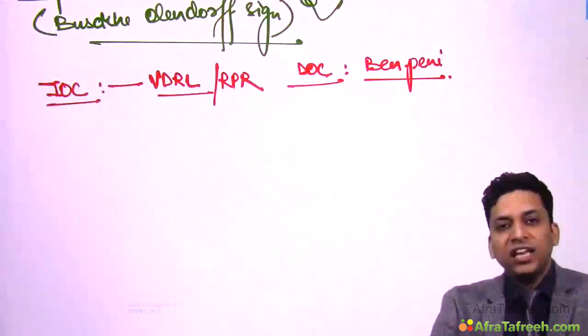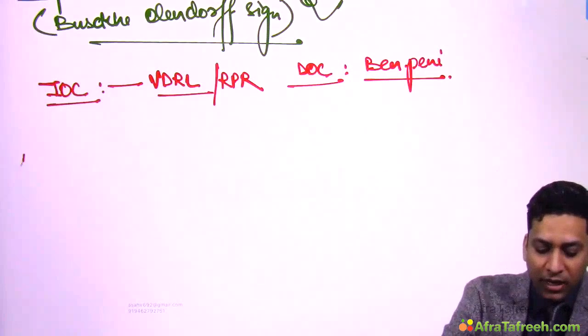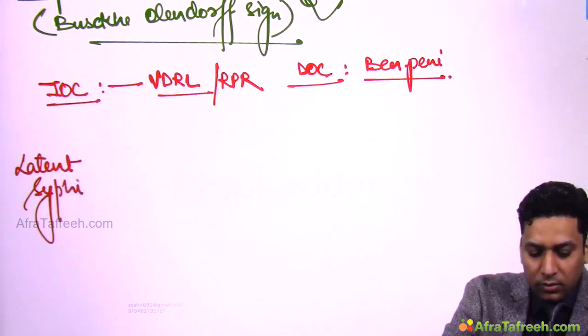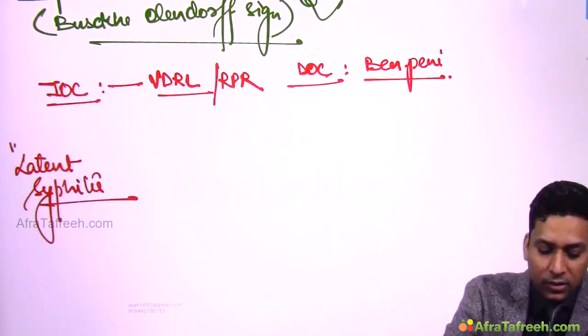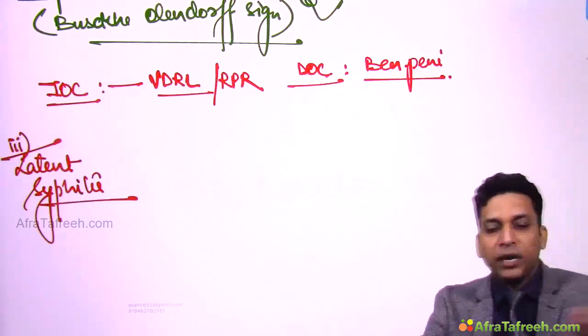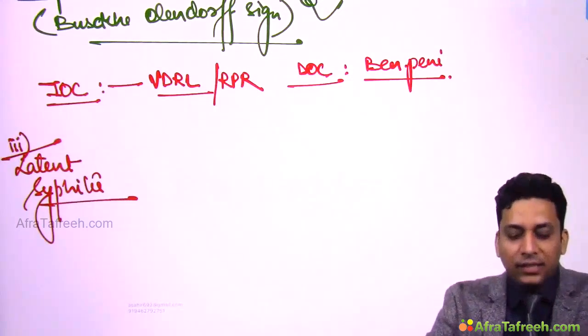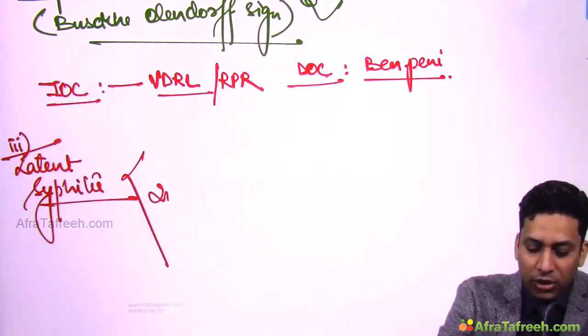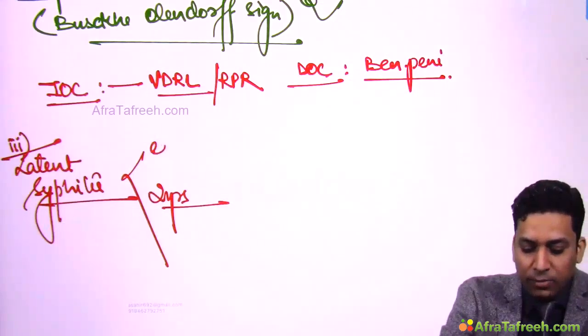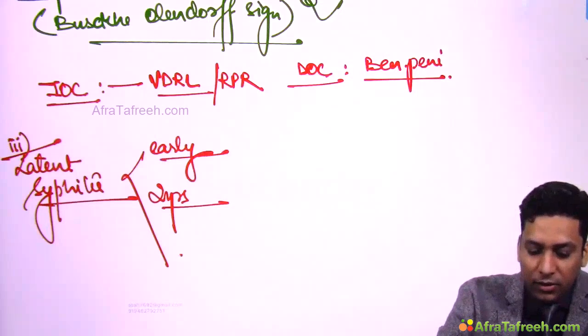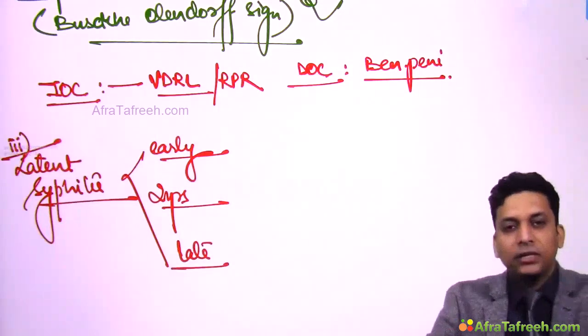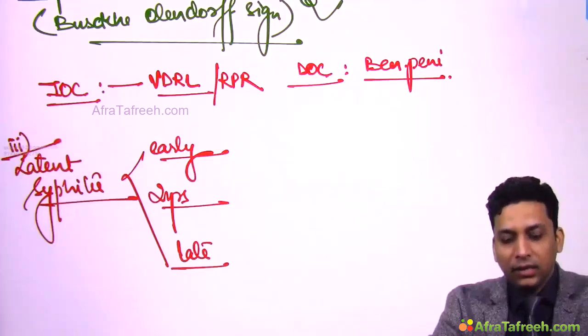Now if the patient has still not come for treatment, then the patient might develop latent syphilis. So after secondary syphilis, this is the third type: first was primary, second was secondary, then third is latent syphilis. Depending on the duration, which is 2 years, if the patient presents within 2 years, it is early latent syphilis, and if it is diagnosed later, after 2 years, then it is known as late latent syphilis.